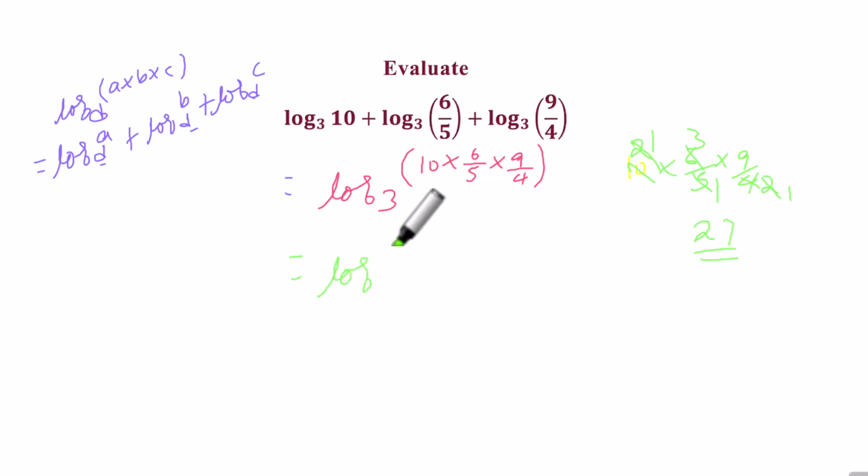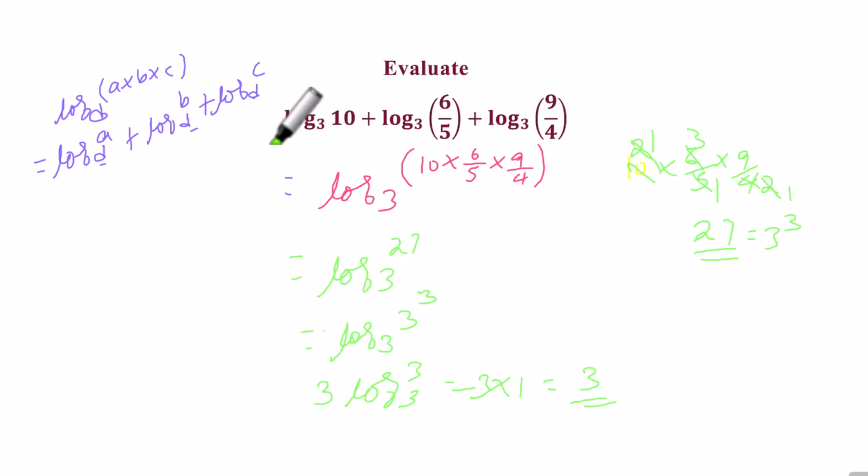Logarithm of 27 in base 3, then 27 means 3 to the power of 3, so it becomes log of 3 to the power of 3 in base 3. So we can bring this one here, so 3 times logarithm of 3 to base 3. Logarithm of 3 to base 3 is 1, so it becomes 3 times 1, so it becomes 3.